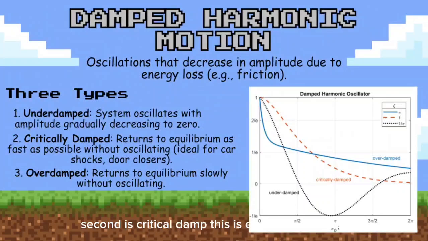Second is critically damped. This is the sweet spot. The system returns to equilibrium as fast as possible without oscillating past it. This is exactly what we want in a car shock absorber. It stops bouncing immediately to keep the tires on the road. Finally, overdamped. Here, the system is so sluggish that it returns to equilibrium very slowly without any oscillation at all. Imagine a door closer filled with thick honey. It will just slowly creep shut.